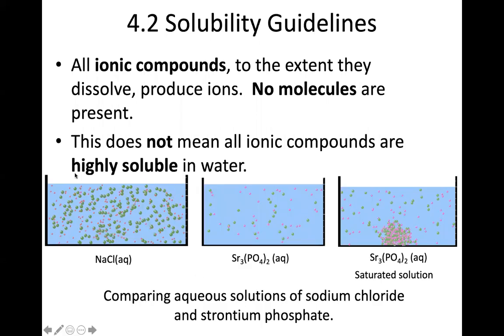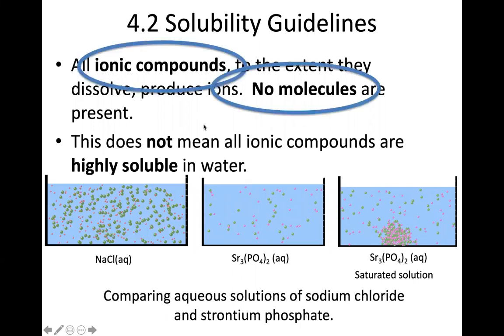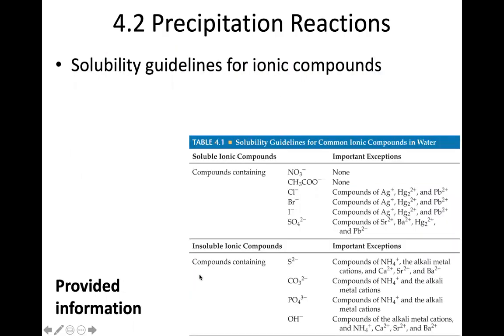Sodium chloride, I can get a lot of ions to dissolve. Strontium phosphate, far fewer before it makes what's called its saturated solution, and I reach the maximum amount. So when I'm comparing these different ionic compounds, I'd say in both cases, they're strong electrolytes that are breaking apart to give me ions. I don't have any molecules present, but there are differences in terms of how soluble they are. Those differences in how soluble they are, even though they're ionic compounds, is shown here in this data table. This is provided information that you'll have to use on your next test.